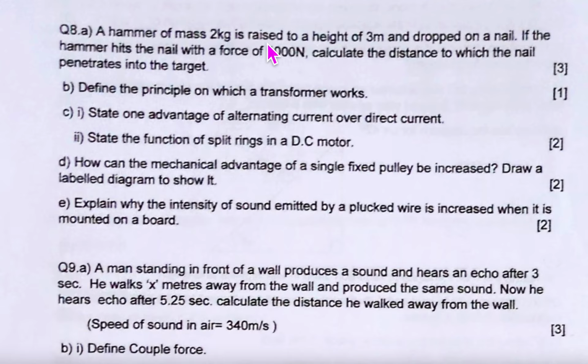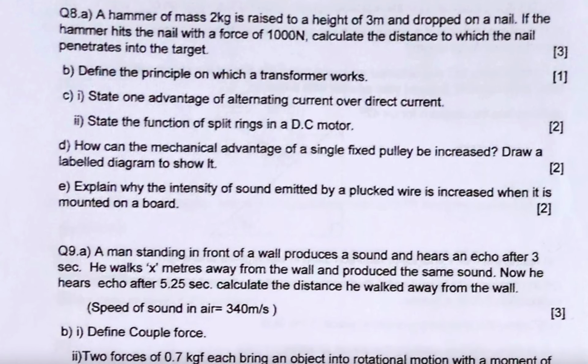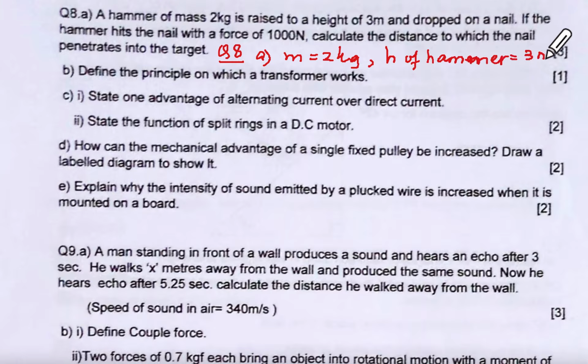The hammer of mass 2 kg is raised to the height of 3 meter and dropped on the nail. If the hammer hits the nail with the force of this, calculate the distance to which the nail penetrates the target. Now some of you will say you don't like it. So let us look at your question number 8a. The mass of the hammer is 2 kg, and it is raised to a height of 3 meter.